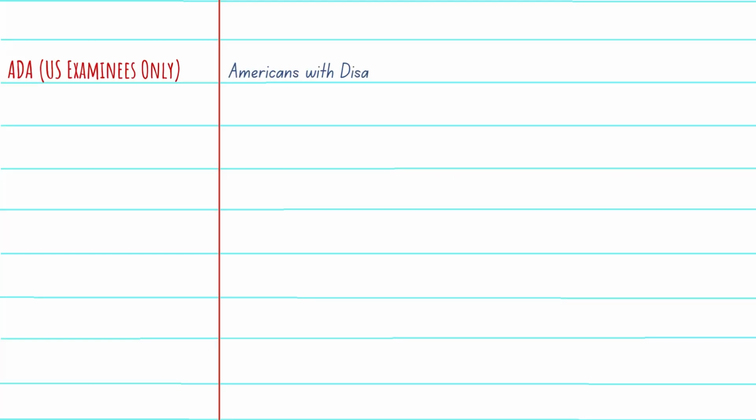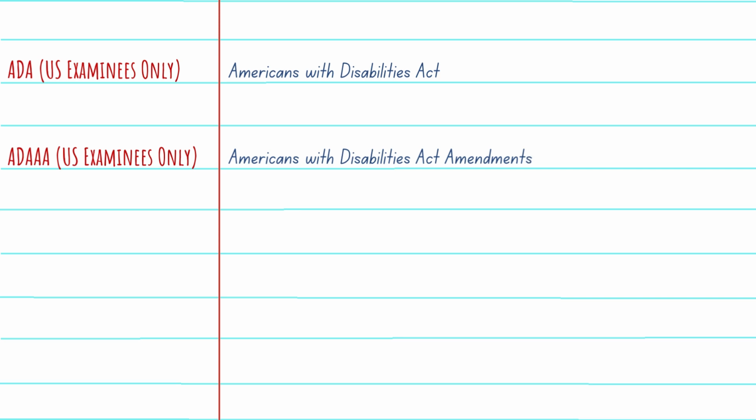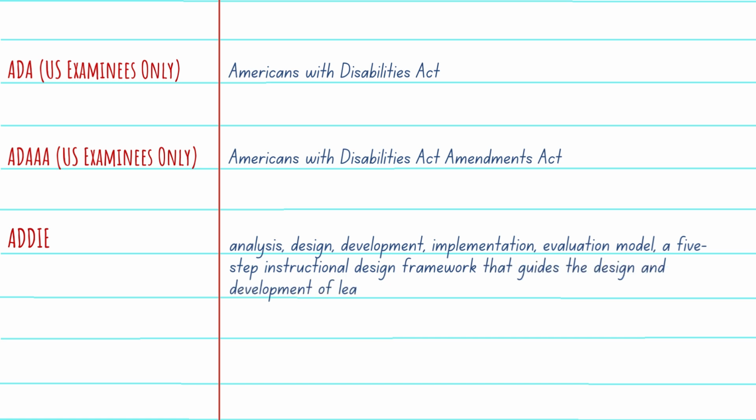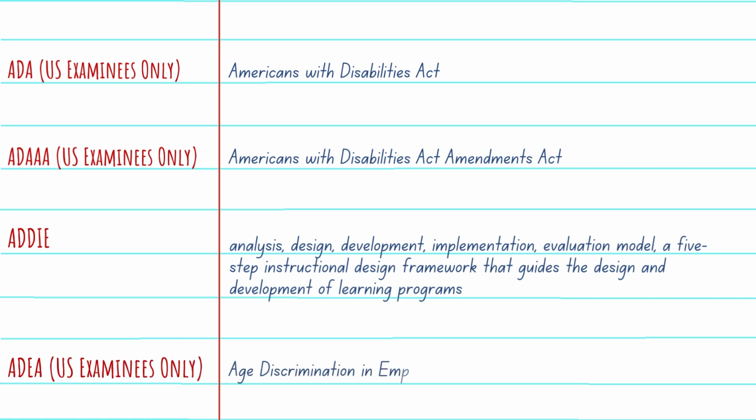ADA stands for Americans with Disabilities Act, and ADAA stands for Americans with Disabilities Act Amendments Act. ADDIE stands for Analysis, Design, Development, Implementation, and Evaluation. The ADDIE model is a 5-step instructional design framework that guides the design and development of learning programs. ADEA is the Age Discrimination in Employment Act.